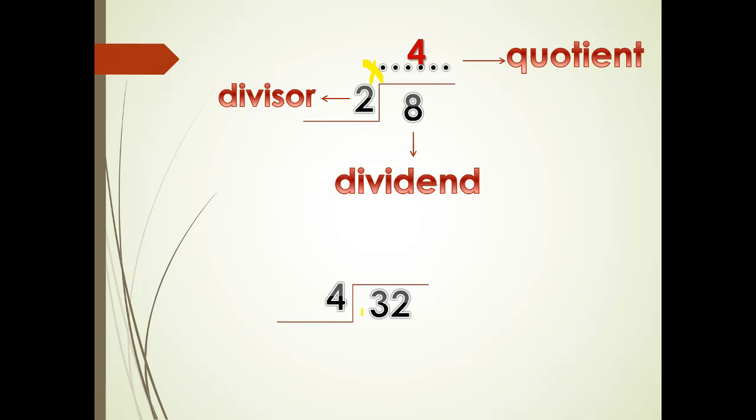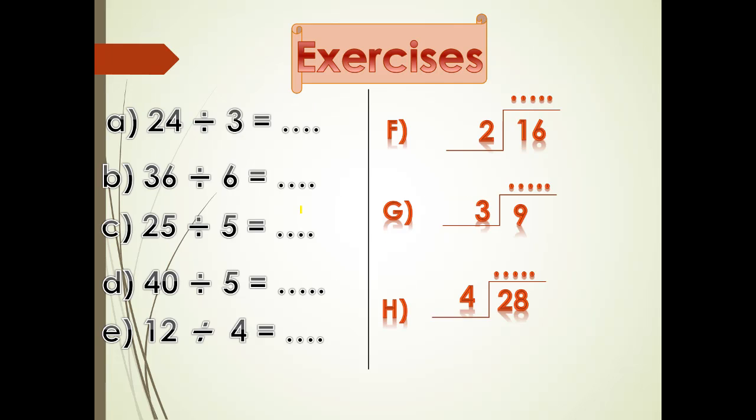Here, 32 divided by 4. I will ask myself, I will put here times. Okay? 4 times what, teacher? Equals 32. Let's say together, my students, table 4. 4, 8, 12, 16, 20, 24, 28, 32. How many fingers do you have? 8, teacher. Okay? Let's see some exercises here.